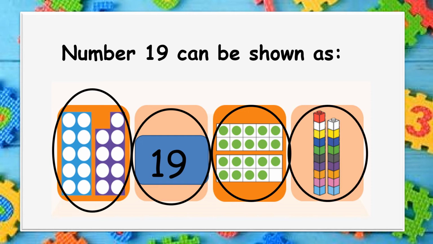And this is 19 represented using stack of blocks. So here we have two stacks. One stack is having 10 blocks. Another stack has one less than 10, that is 9. So 10 blocks plus 9 blocks make 19.